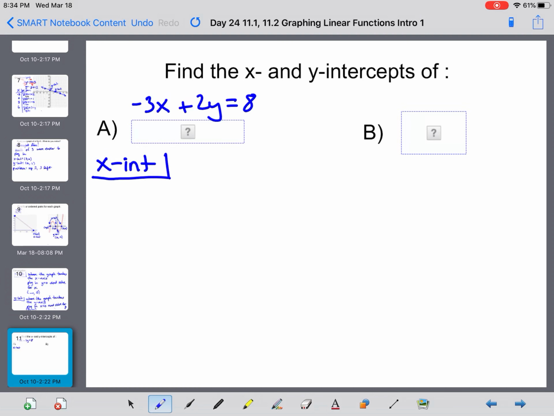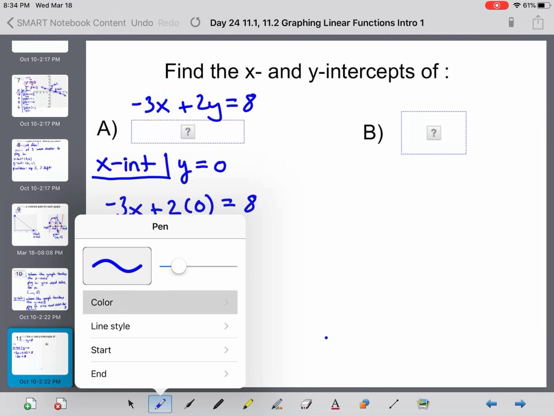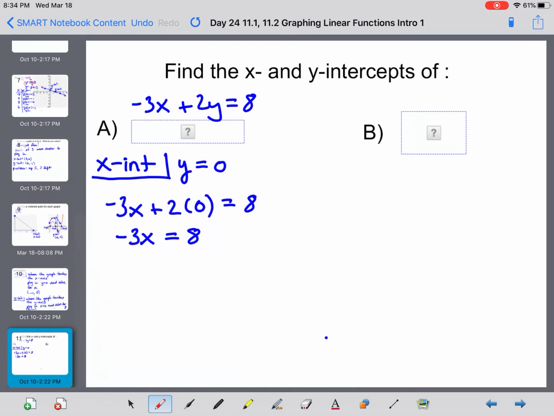When I find an x-intercept, I like to remind myself that the y value is going to be 0. So I'm going to go to my equation. Wherever there's a y, I'm going to plug in 0. So I'm going to have negative 3x plus 2 times 0 equals 8. And now I can solve this equation. So negative 3x plus, well, 2 times 0 is 0, and negative 3x plus 0 is just negative 3x. So I'm left with the equation negative 3x equals 8.